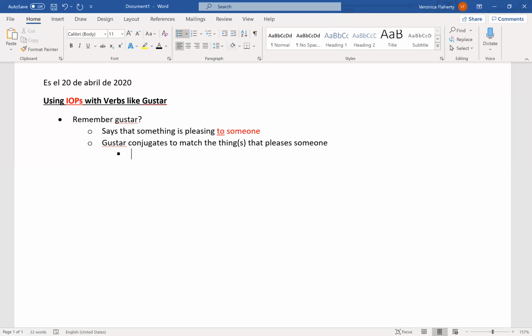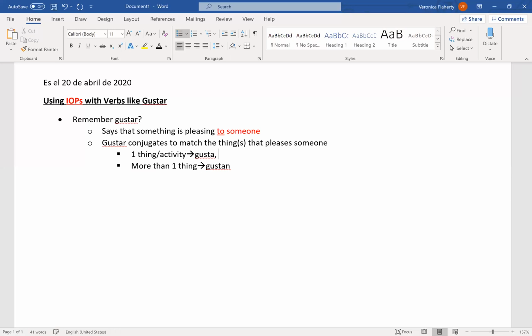So if gustar was being used in the present tense, we have two options. One thing or activity would use gusta, which makes sense because we have our usted la ending to talk about just one thing. And more than one thing? Anyone know what that would use? Gustan. Did we go over this at the beginning of the year? I feel like we did. Maybe briefly. Okay. So gusta and gustan, that's the present tense, right?